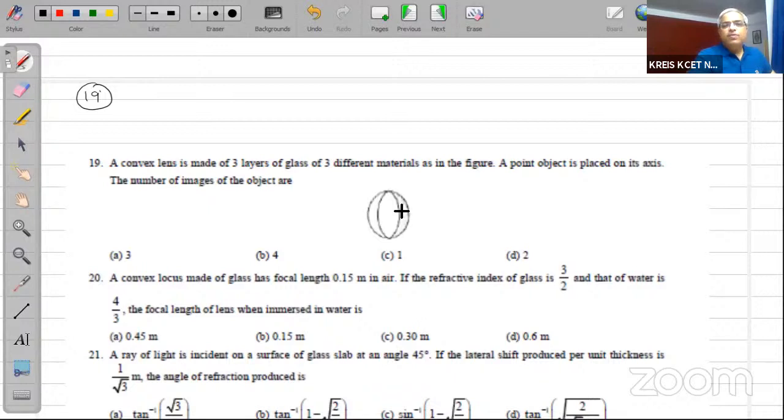If you have 3 different materials here, it only means that this whole thing is going to act as a combination of 2 lenses. The number of images will not change. The object refracts through it and it will form only 1 image. It can't form too many images. It's only 1 image that gets formed. Whatever combination there is, the final image formed is only one. It can't be 2 images, and therefore the answer should be C for this.